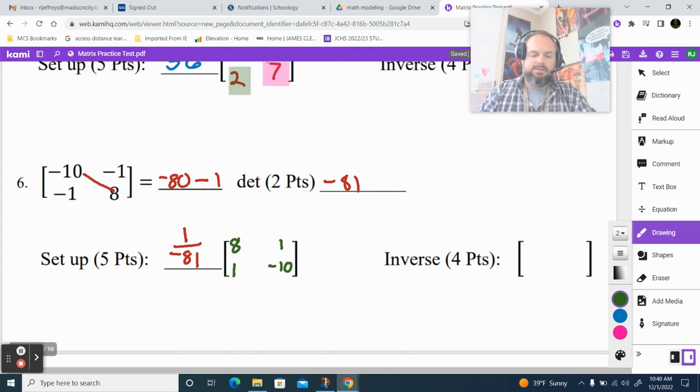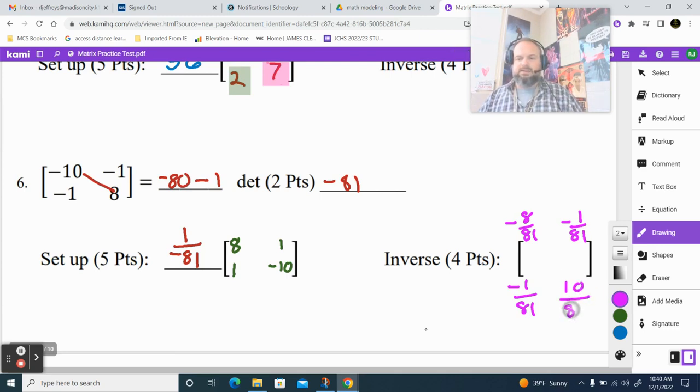So 8 over 81. Oh, that doesn't reduce. So we're going to have negative 8 over 81. Negative 1 over 81. And I don't think 10 over 81 is going to reduce, but I'm just going to double check. Nope, it doesn't. This is a positive 10 over 81.